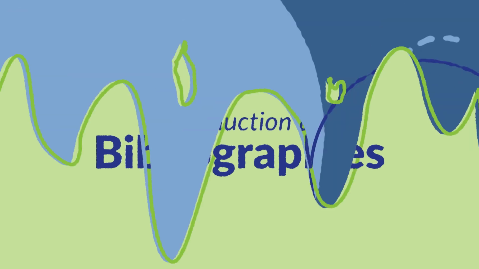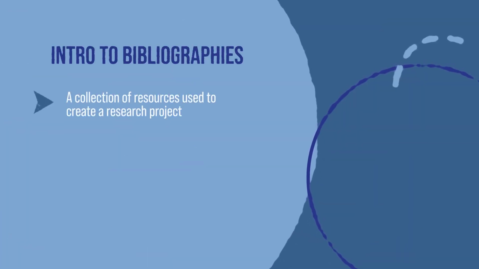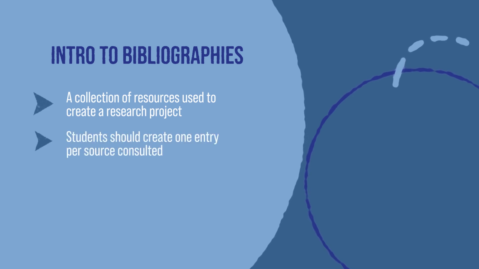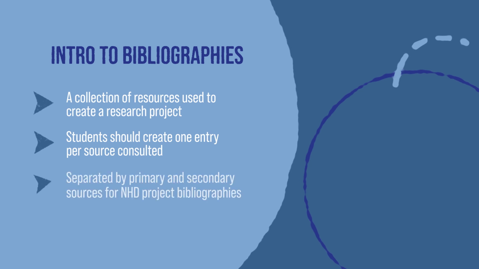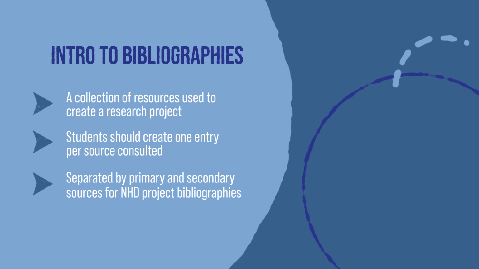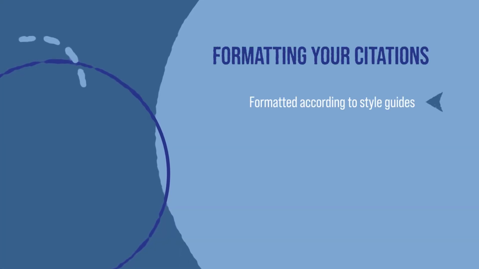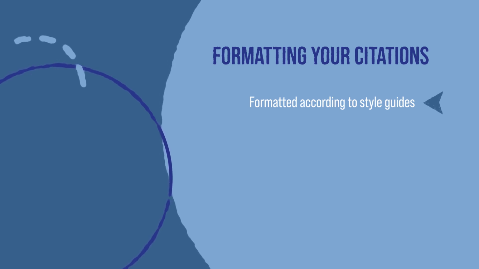A bibliography, most simply, is a collection of resources that are used to create a research project. Bibliographies collect information about the source, including the creator, title, and some publishing information. Students should create one entry in their bibliography for each source that they consult. Entries are sorted alphabetically by the first letter of the entry, and for History Day, they're also separated into primary and secondary sources. Bibliographies are formatted according to style guides such as MLA, APA, and Chicago.